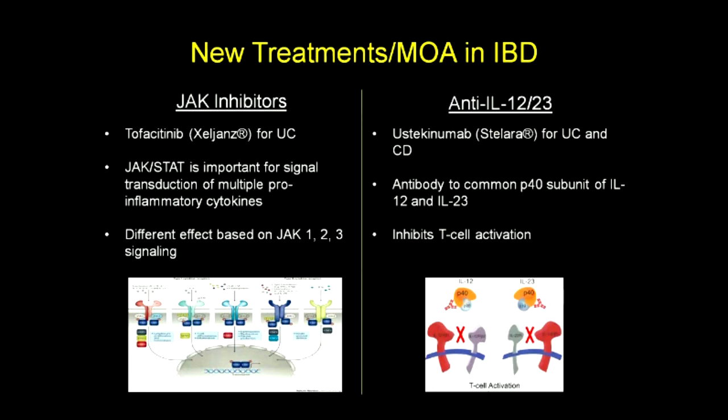The other class that we have is the anti-IL-12/23. This is Ustekinumab or Stelara, which has also previously been used for psoriasis. You may have seen this before. It's approved for both ulcerative colitis and Crohn's. And this is an antibody against the common P40 subunit, which is common between both IL-12 and IL-23. So it hits both of these cytokines. And in doing so, it inhibits T cell function.